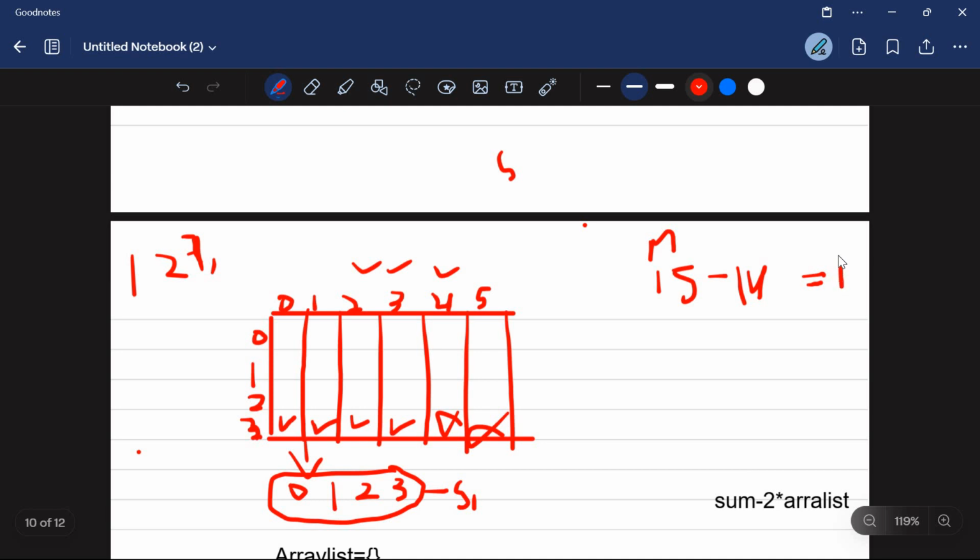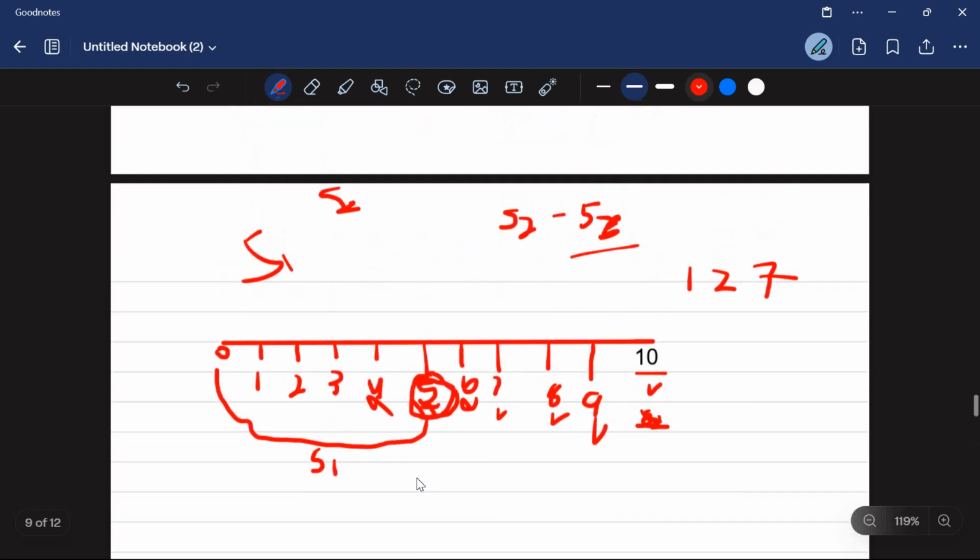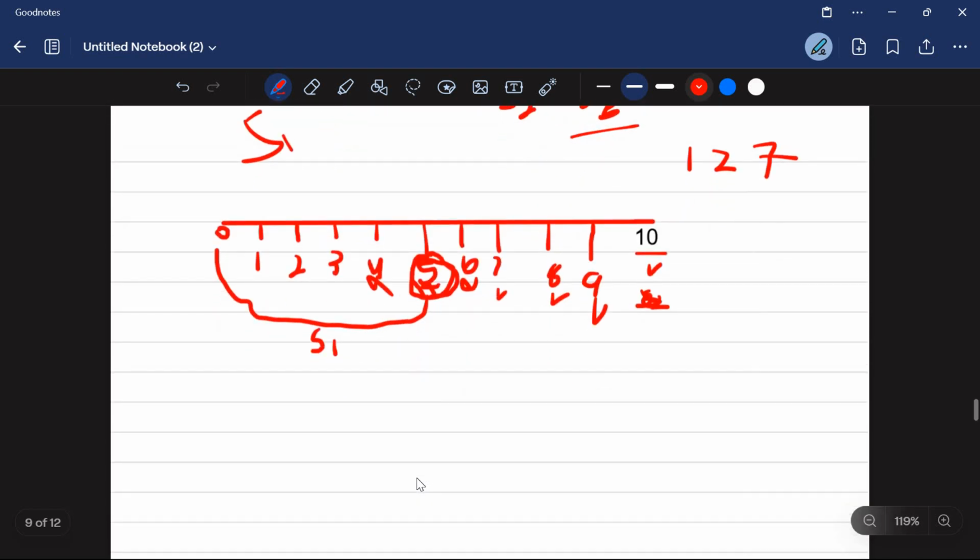After that I will get only the minimum. If I choose S1 as the maximum, then after that I will get the minimum difference. I hope you understand. That's why I will choose this 3 as S1. I will tell you through a formula. I hope you will understand how to calculate S1.